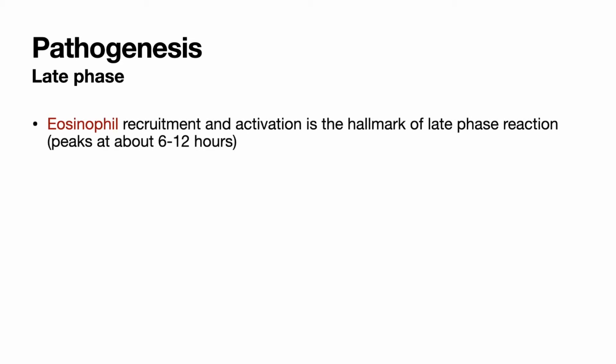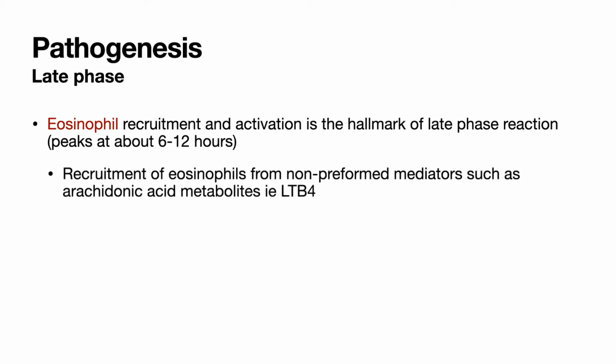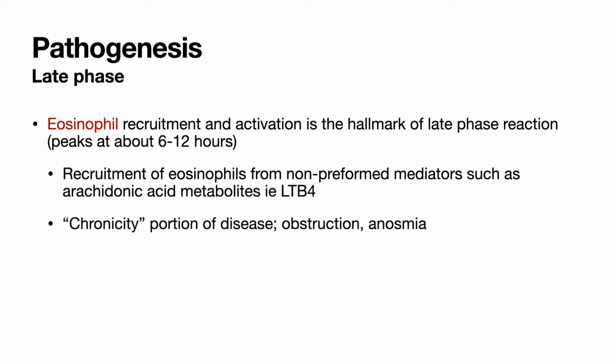While all this is taking place, in the background, cytokines and other chemical mediators are recruiting inflammatory cells, primarily eosinophils. Eosinophil recruitment and activation is the hallmark of late-phase reaction, which peaks at about 6 to 12 hours. One important chemical mediator are leukotrienes. These begin to form upon mast cell activation. They play a role in recruiting inflammatory cells that are responsible for late-phase symptoms. Late-phase symptoms contribute to the chronicity portion of disease, such as nasal obstruction and decreased smell.